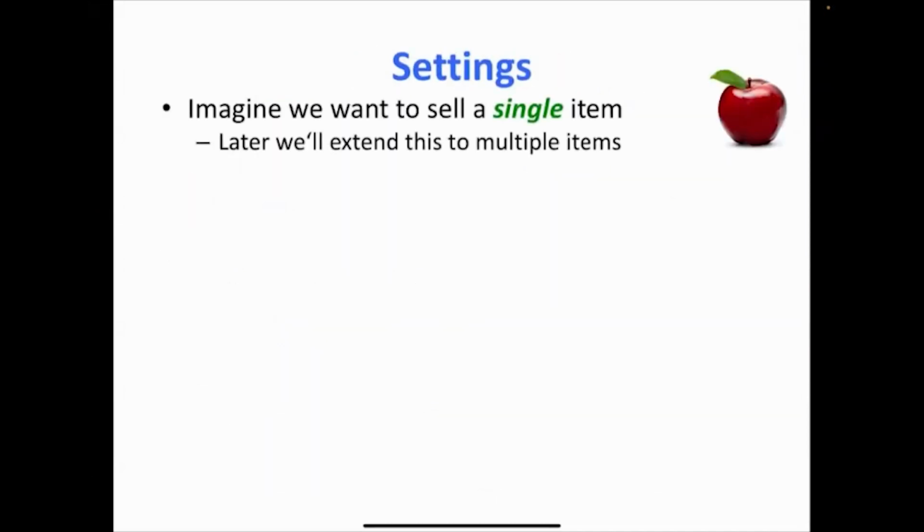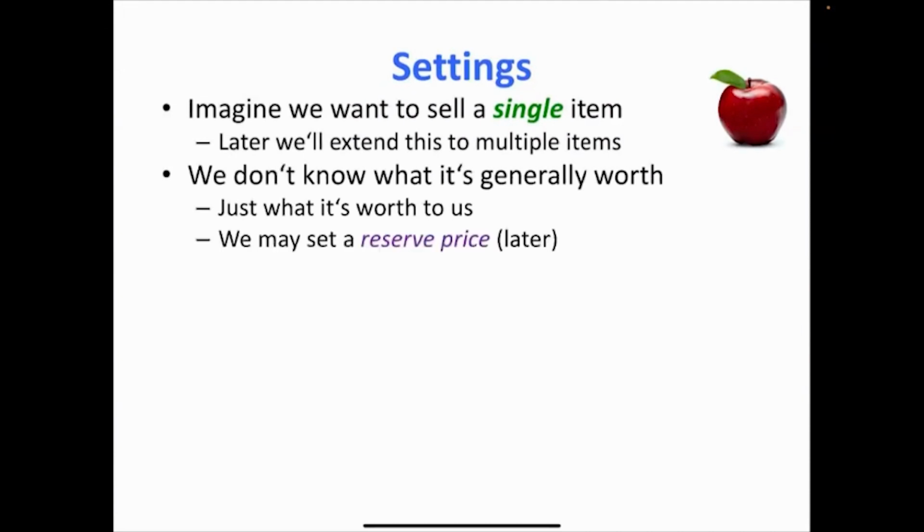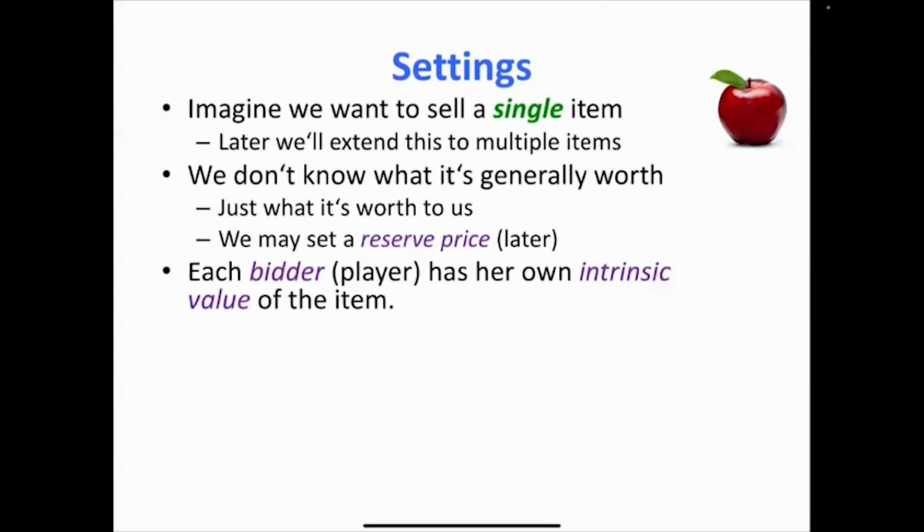So the setting is actually simple. You've got a single item, and you have some reserve price, a floor price, as I mentioned, and each bidder has their own intrinsic value. This is very important. But obviously, this is an assumption as well: that everybody has their own evaluation. It does not necessarily have to be revealed to anybody else. It's something that they have.